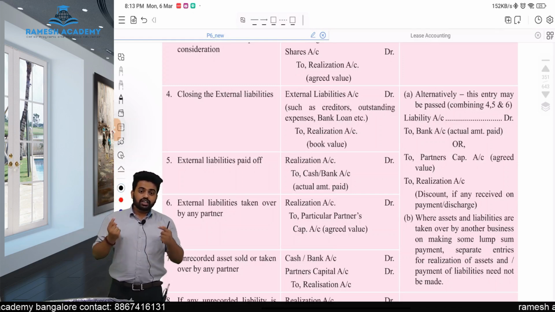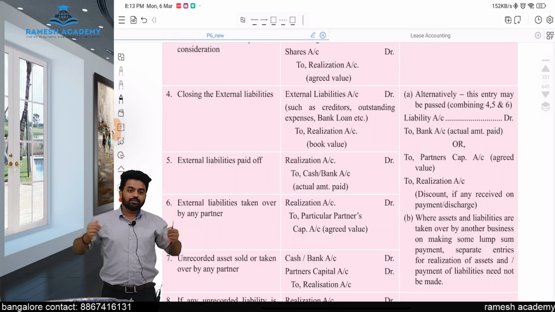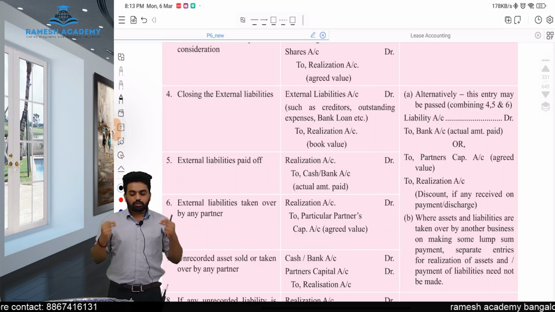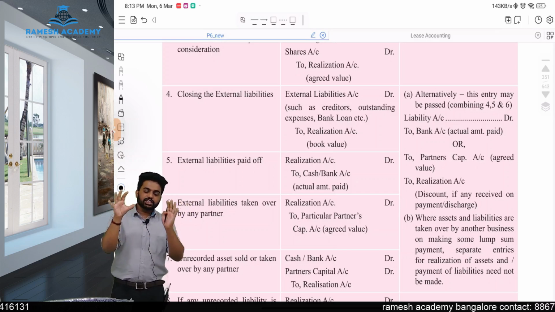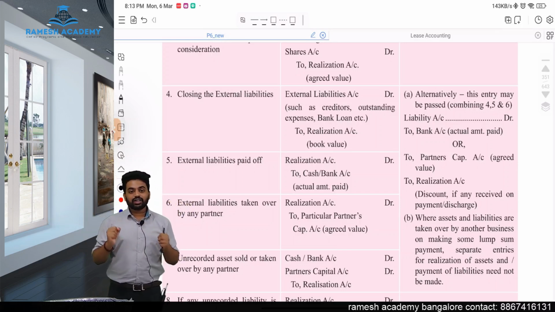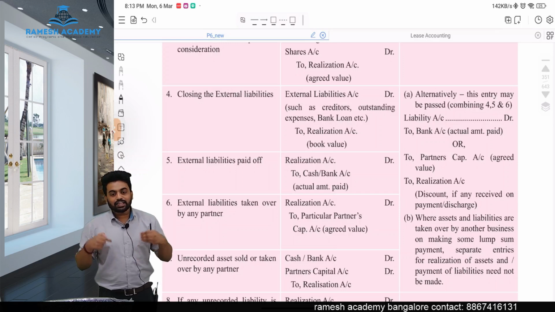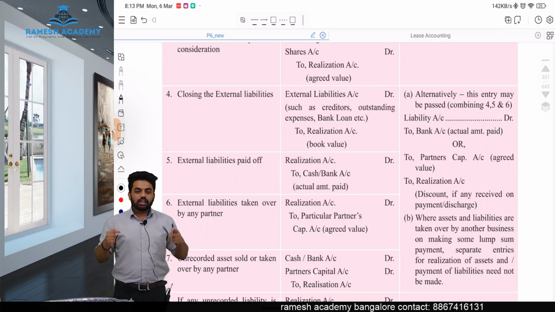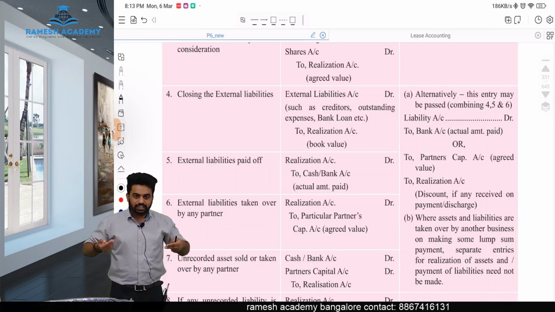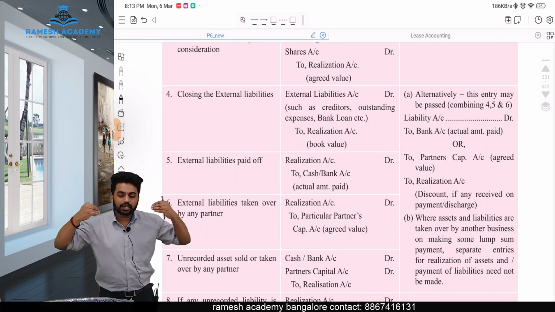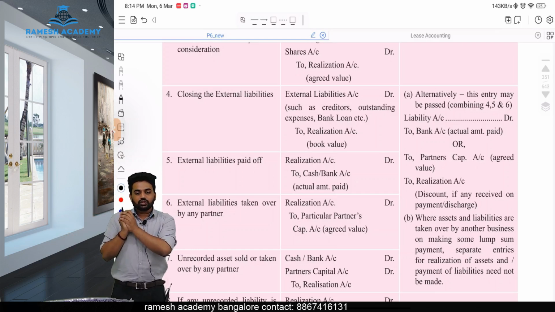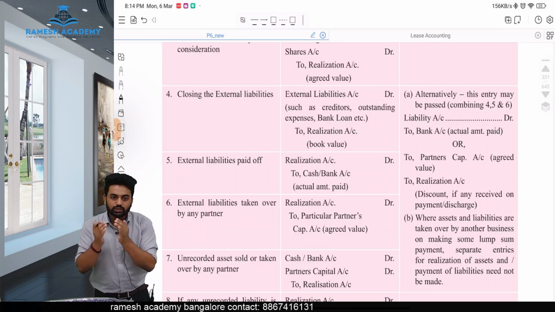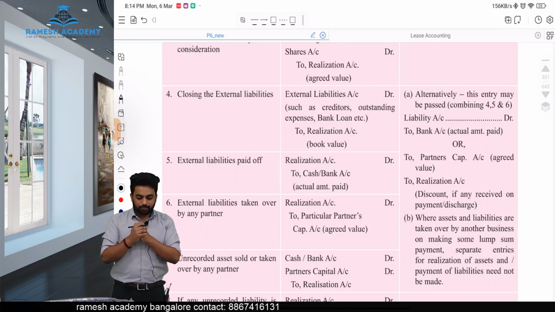Sir, what if one of our partners assumes a liability? In that case, realization account debit to partner's capital account, because although he takes your liability, you are liable to pay him back. Although he is repaying the firm's liability, the firm is liable to repay him. So his capital balance will increase. So what will be the entry? Realization account debit to partner's capital account.